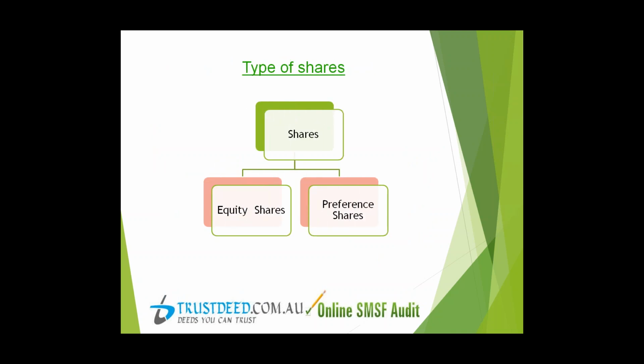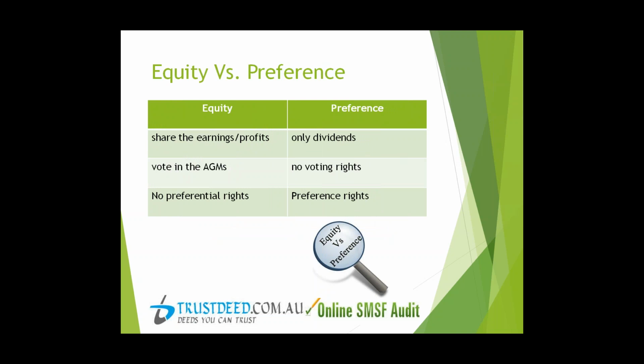Shares can be broadly divided into two categories: equity shares and preference shares. Equity shares give their holders the power to share the earnings or profits in the company as well as to vote in the general meeting of the company. Such shareholder shares the profit and also bears the losses incurred by the company. On the other hand, preference shares earn their holders only dividends which are fixed, giving no voting rights. Preference shareholders have preference over equity shareholder in case of dividend and also in case of winding up of the company.